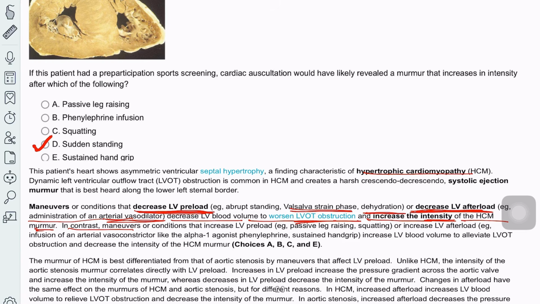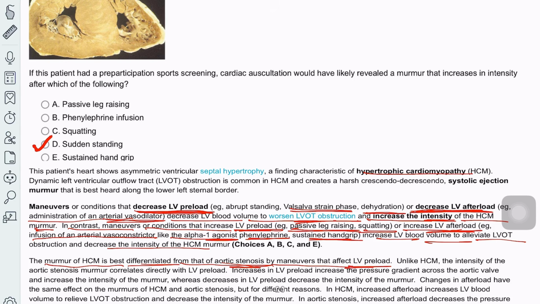In contrast, maneuvers or conditions that increase the LV preload like passive leg raising, squatting, or increase the LV afterload like infusion of arterial vasoconstrictor like the alpha-1 agonist phenylephrine, sustained hand grip increase the left ventricular blood volume to alleviate left ventricle outflow tract obstruction and decrease the intensity of the HCM murmur. The murmur of HCM is best differentiated from that of aortic stenosis by maneuvers that affect the LV preload. Unlike HCM, the intensity of the aortic stenosis murmur correlates directly with the LV preload.